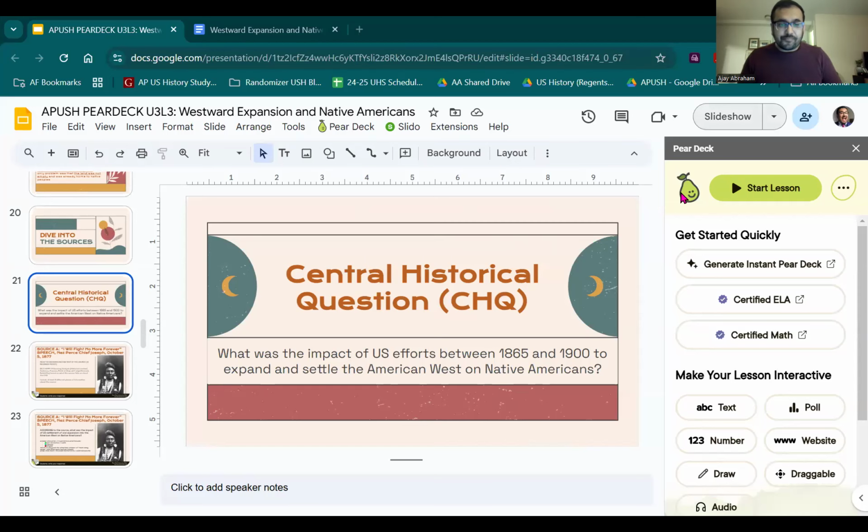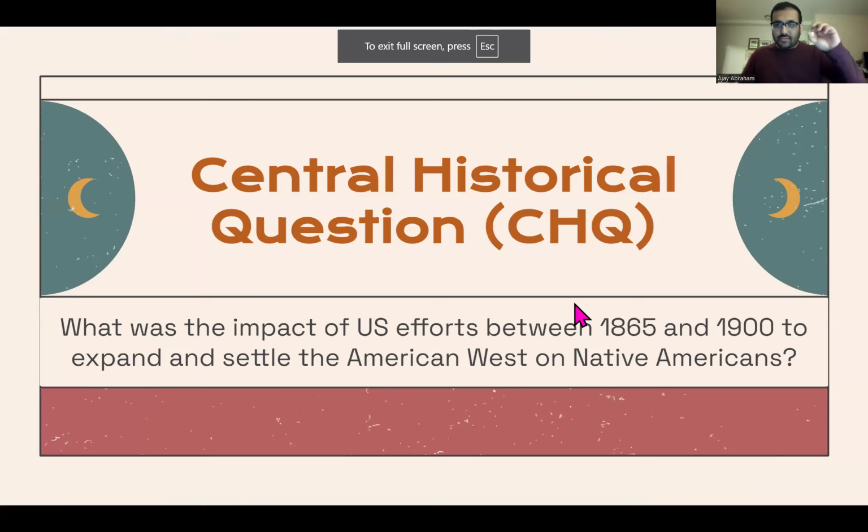Alrighty. So, in these sources, as you saw with sources A, B, and C, we're trying to see the impact of U.S. actions on Native Americans in our attempts to expand and settle into the American West. We've already spent a lot of time on why the United States pushes out west. We need to figure out how that impacts the people who were already there.